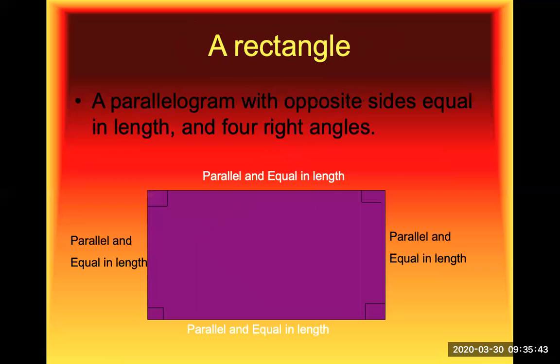A rectangle. Now, I know you're familiar with rectangles, but did you know that a rectangle is a parallelogram? Because it does have opposite sides that are parallel and congruent. But the thing that makes it different from just any parallelogram is that it has 4 right angles. And when you see these little squares drawn in the corners, that indicates that they are right angles. So a rectangle is a parallelogram, but it has to have right angles to be a rectangle.